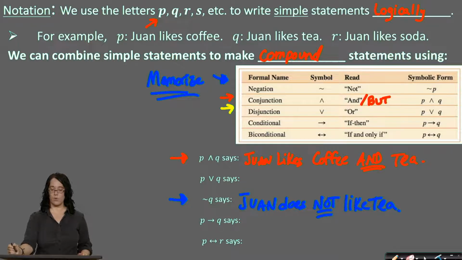So what does P or Q mean? Let's go to our second application here. What does P or Q mean in this particular situation? Can you take a moment and pause the video and see if you can write it correctly? If you said Juan likes coffee or Juan likes tea, you would be correct. Also, if you said Juan likes coffee or tea, you would be correct. Well done.